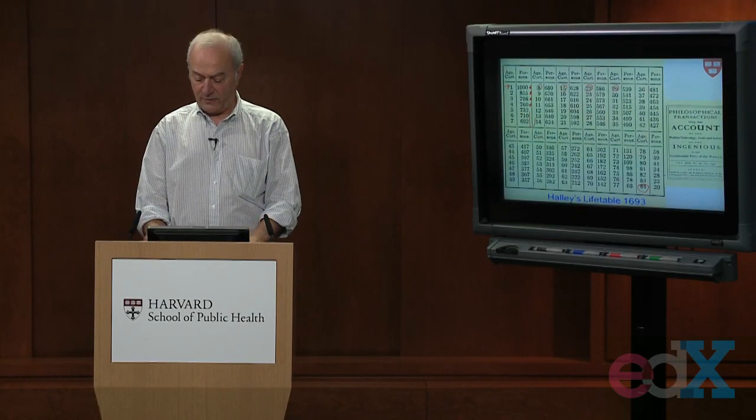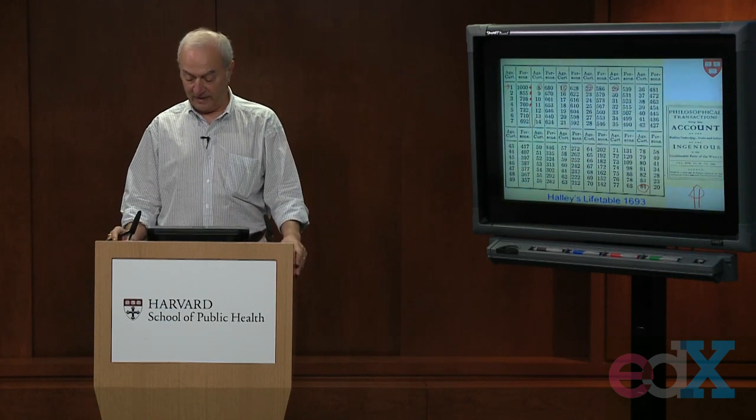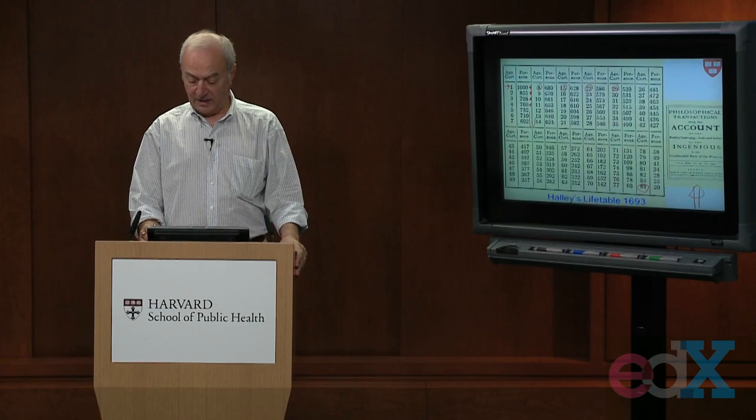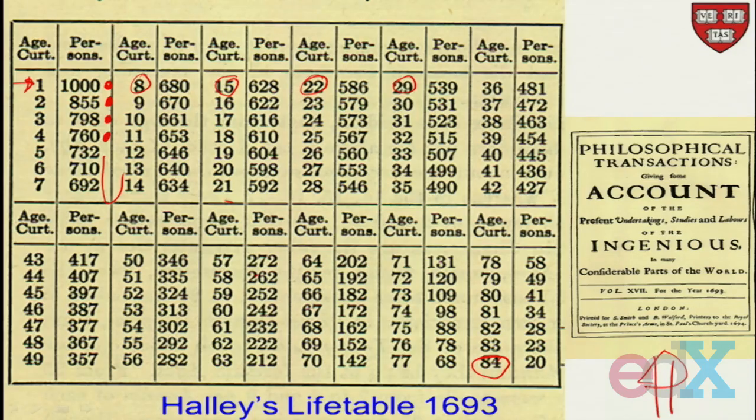Now, he published this in the Philosophical Transactions, and it's funny, I thought it was a little funny, because if you read the cover of the thing, it says this is a philosophical transaction, and what it is is the accounting of the ingenious. So they used to report on people who were ingenious. In this case, it fit him very well, of course, but it's a little presumptuous. Not even the New England Journal says that.